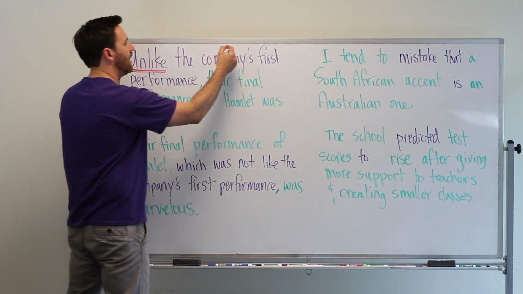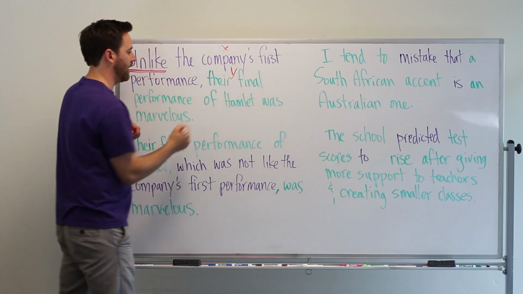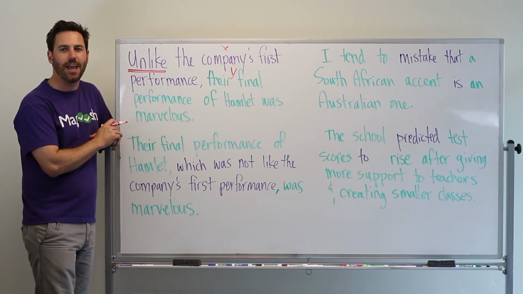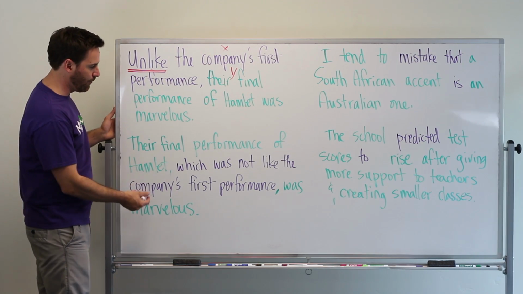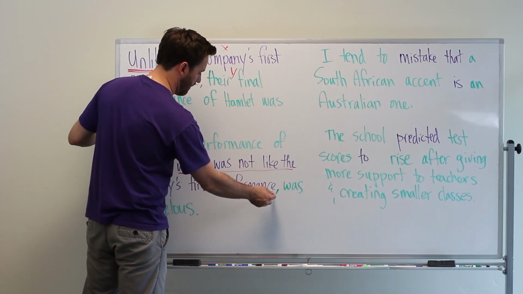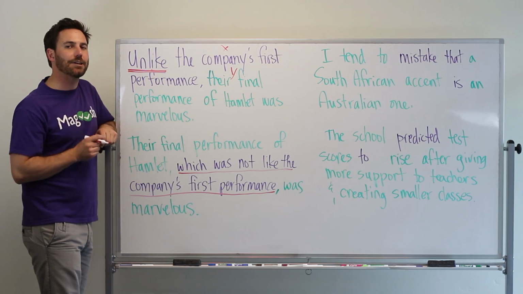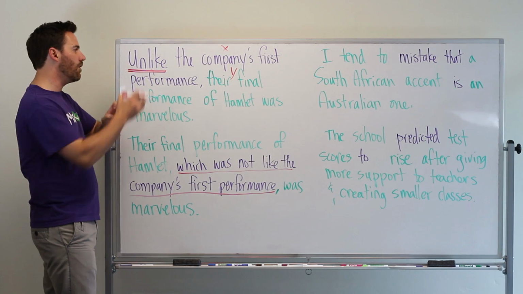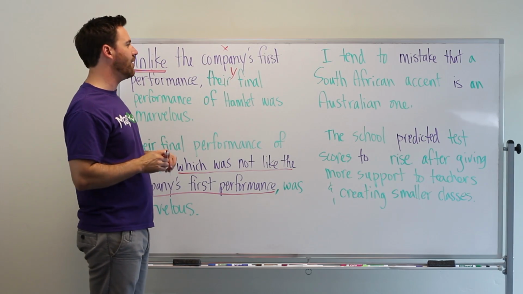So you have unlike X, and then comma, and then Y. That is perfectly okay and a much clearer, more concise formulation. That way you avoid this long phrase in the middle of the sentence. This just reads a little bit nicer. So prefer unlike X to Y when looking at questions.